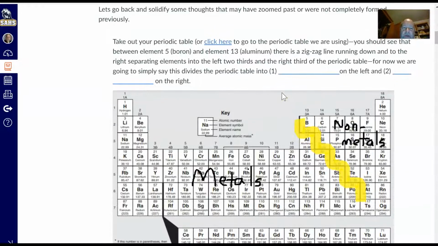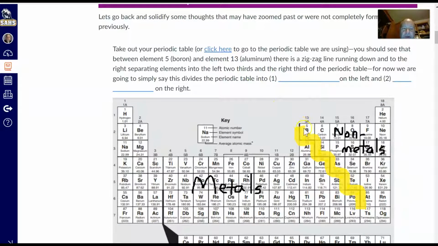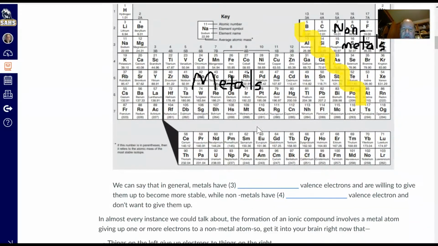So I've got my periodic table here, and you should see that between element 5 right here and element 13 right here, boron and aluminum, there's a zigzag line running down and to the right, where my highlighter is, and this separates the elements into the left 2/3 of the periodic table and the right 1/3 of the periodic table. And for now, we're simply going to say that this divides the periodic table into metals on the left and nonmetals on the right. And that's what goes in those blanks there on your worksheet.